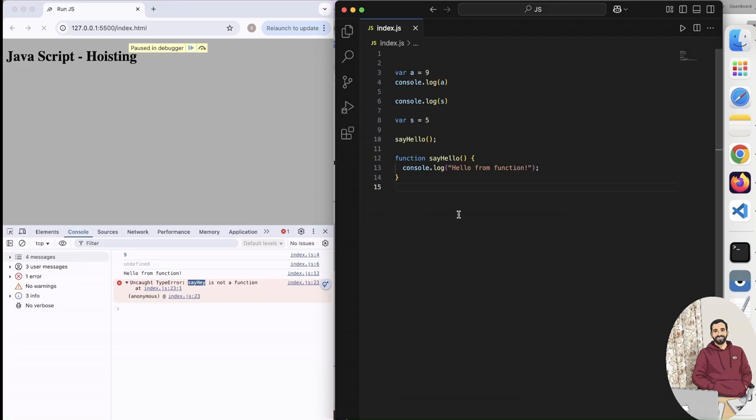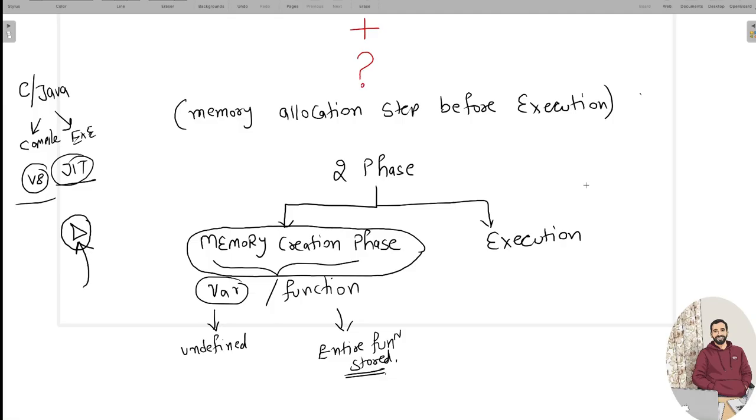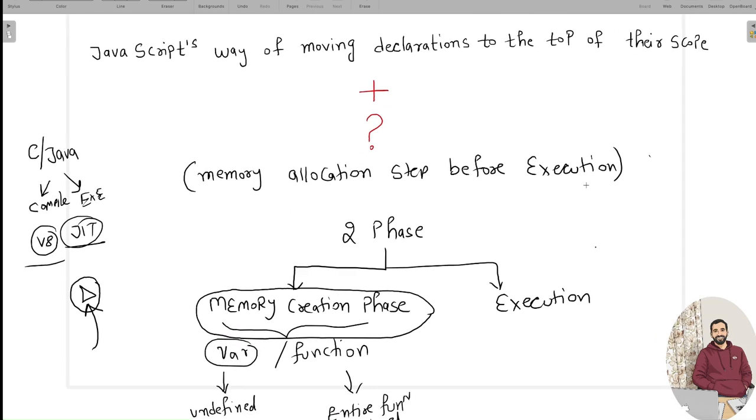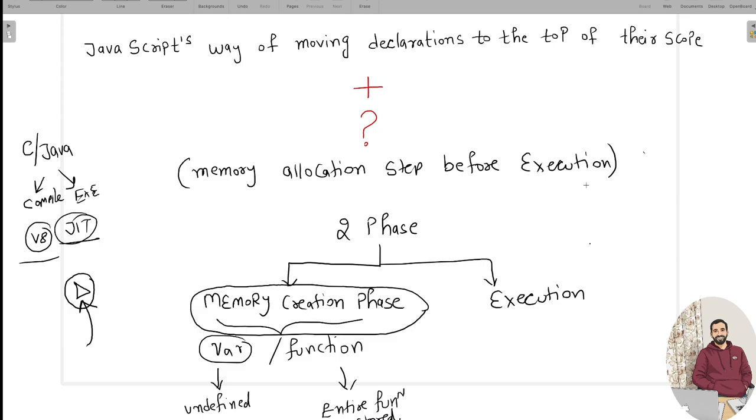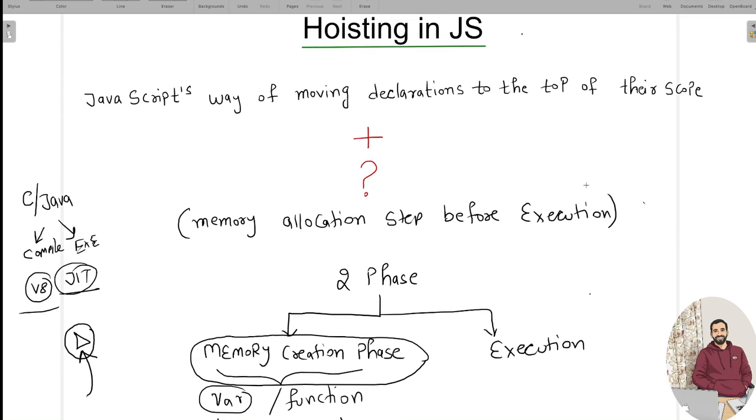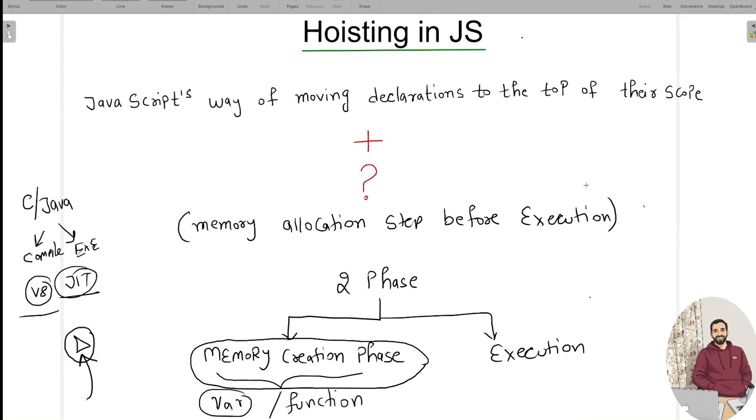So this is all we have for the hoisting part. We have seen the examples also. So next time in the interview, if you're trying to define hoisting, instead of saying that we are moving the declaration to the top, we should say it's a memory allocation step just before the execution.